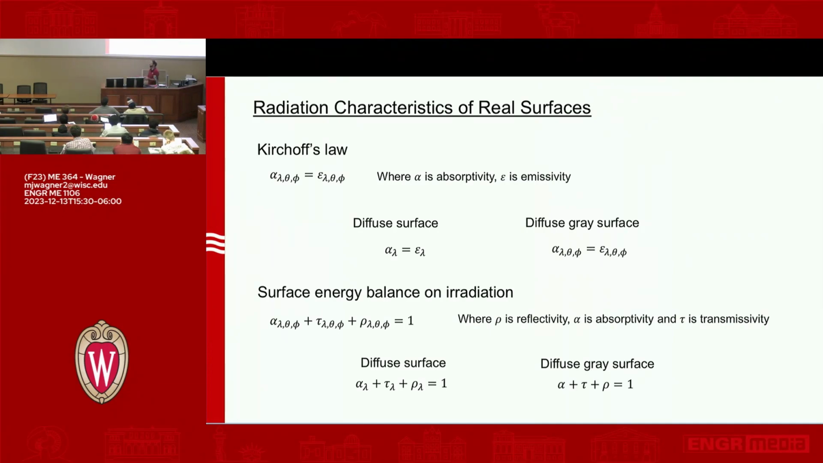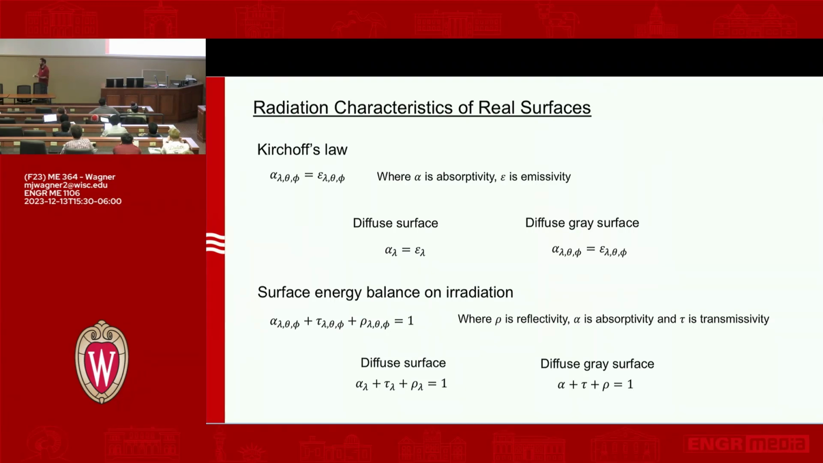Okay, and then radiation characteristics of real surfaces. There's two things to think about here. One is Kirchhoff's law, which states that for a given wavelength and for a given direction, theta and phi, absorptivity of a surface is always equal to emissivity of a surface. Okay? Again, that's a tough one to wrap your head around, but it's a simple law, a little bit subtle. So this is true always, for real surfaces, for ideal surfaces.